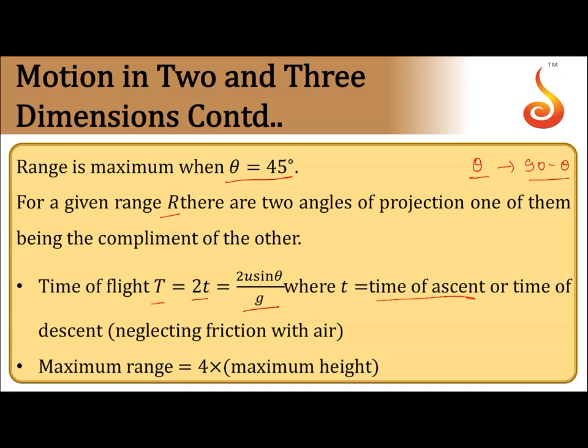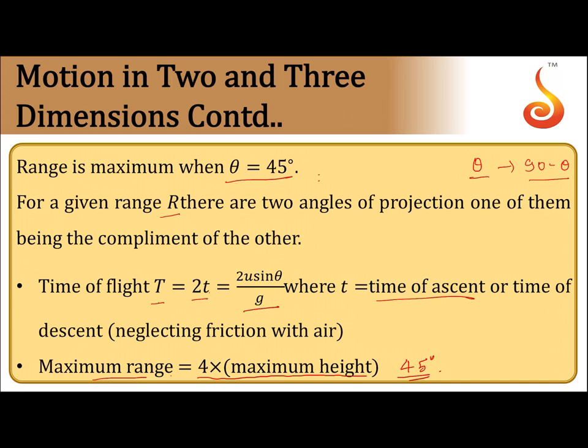Then maximum range of a projectile is for 45 degree. So for 45 degree angle of projection, maximum range R will be equal to 4 times the maximum height reached at 45 degree. So when you project it at 45 degree, maximum range will be equal to 4 times the maximum height reached by the projectile.